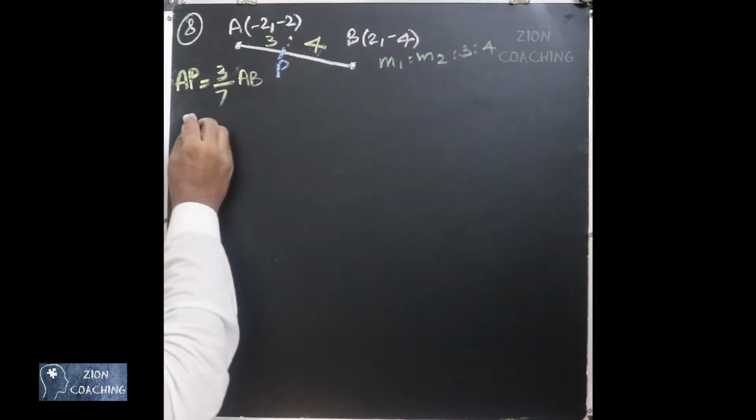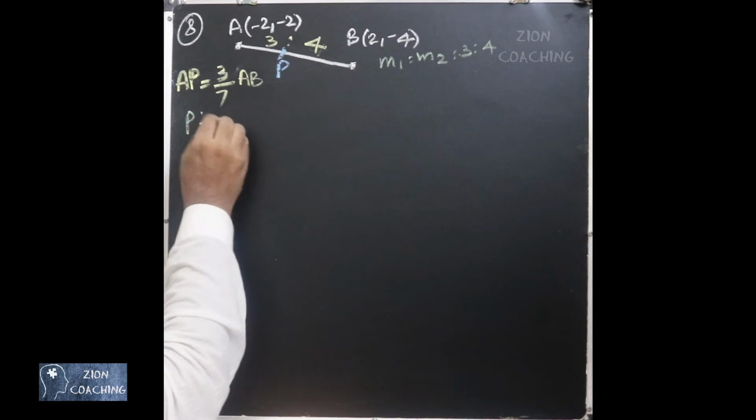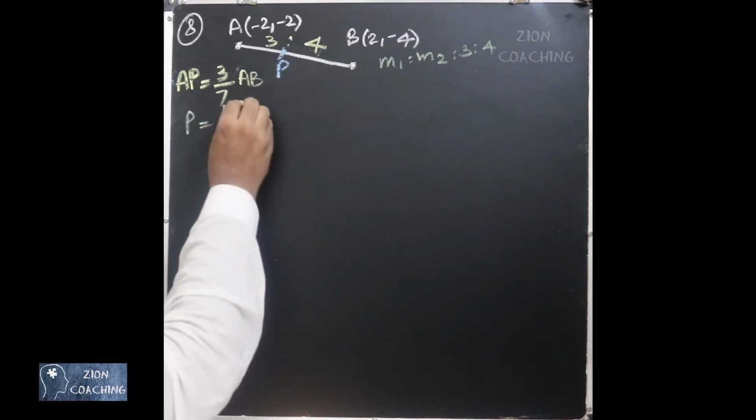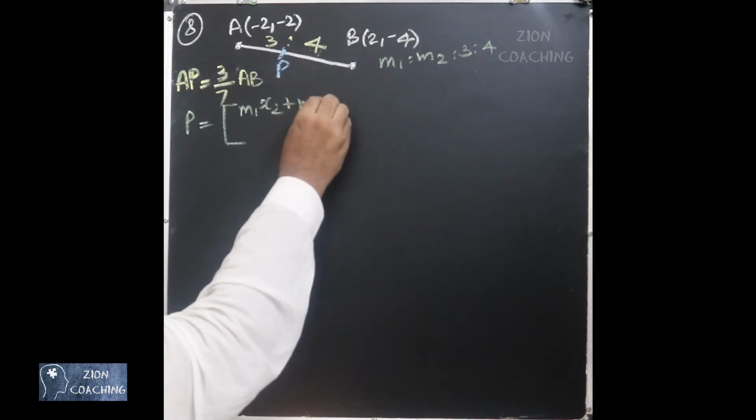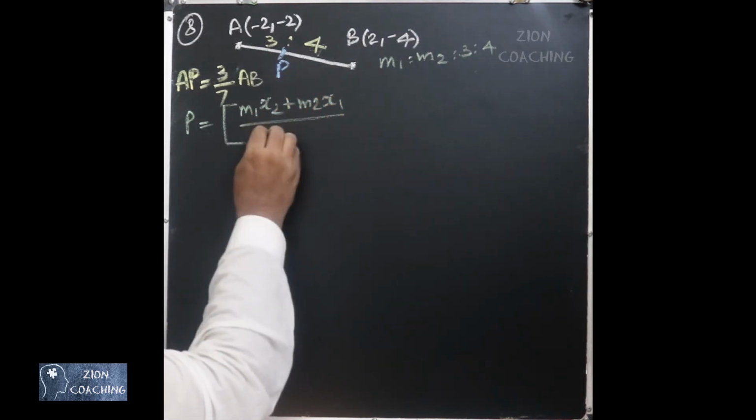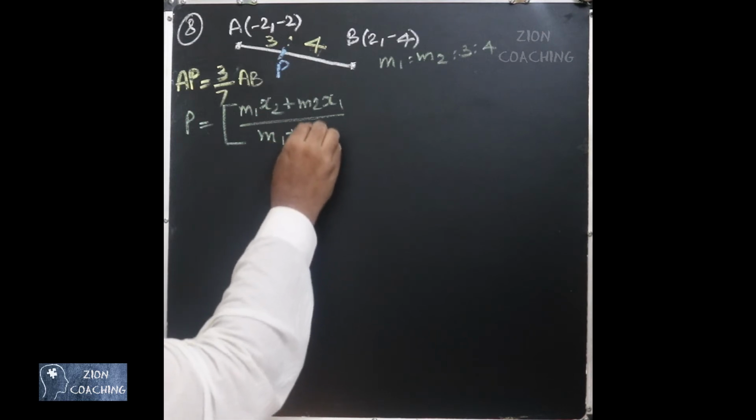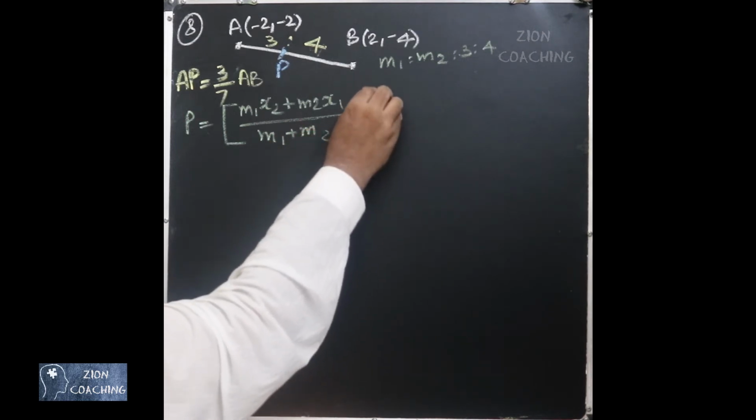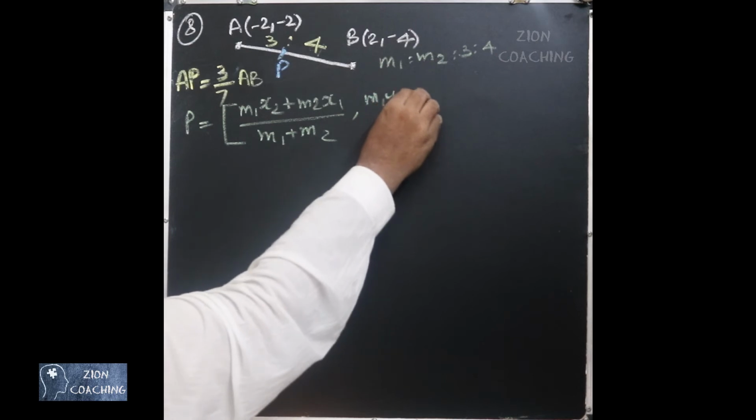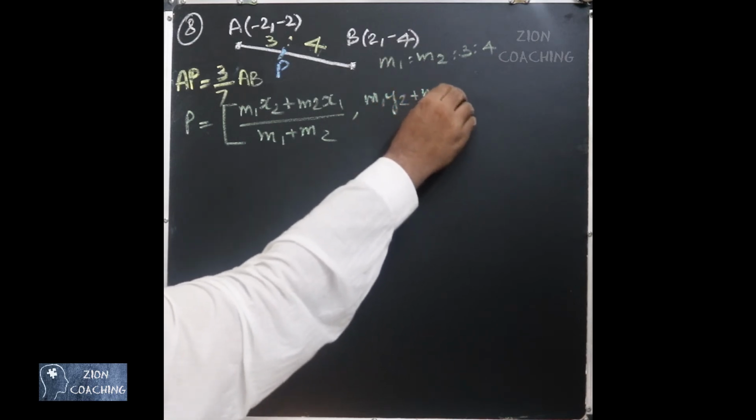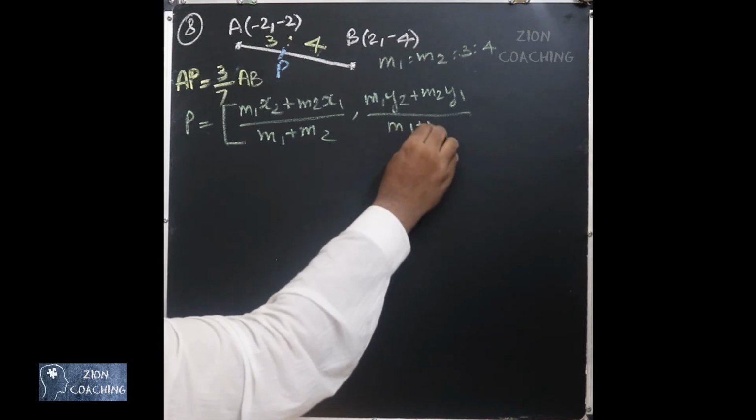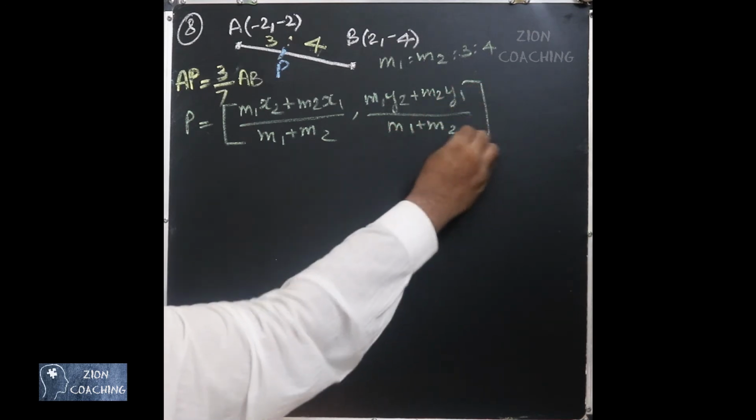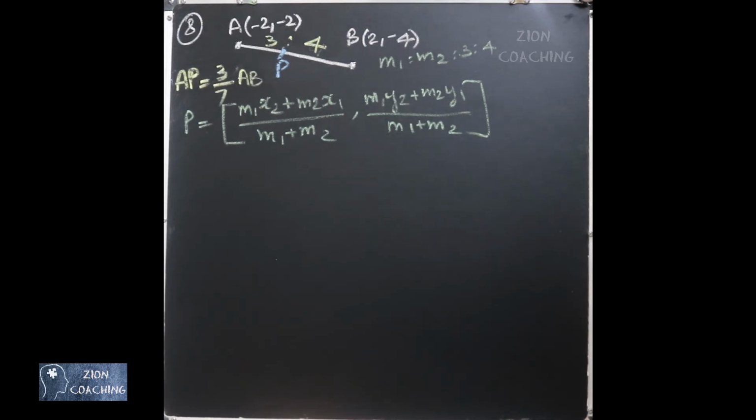You have the section formula: P is equal to (m1x2 plus m2x1) by (m1 plus m2), comma, (m1y2 plus m2y1) by (m1 plus m2). Now we have all the values. We are just going to substitute and find the answer.